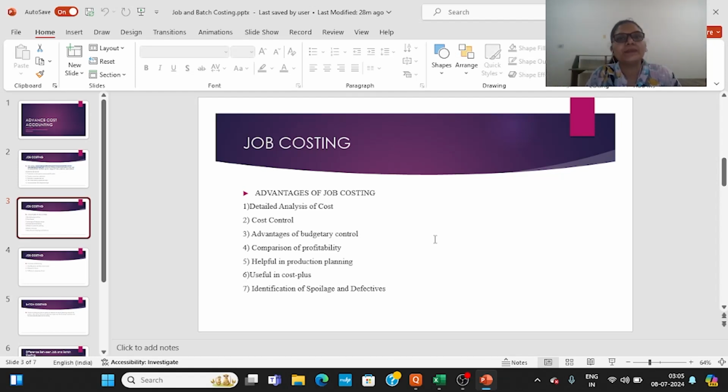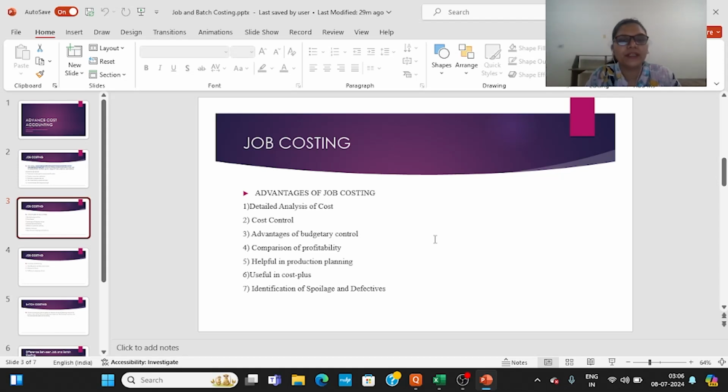Helps in comparison of profitability. Job costing helps the management to ascertain and make comparison of profitability of various jobs so that less profitable or loss incurring jobs can be avoided. Company can analyze by preparing a job cost sheet which job or order is giving them profits and which order is giving them losses. Therefore, loss incurring jobs or processes can be avoided.